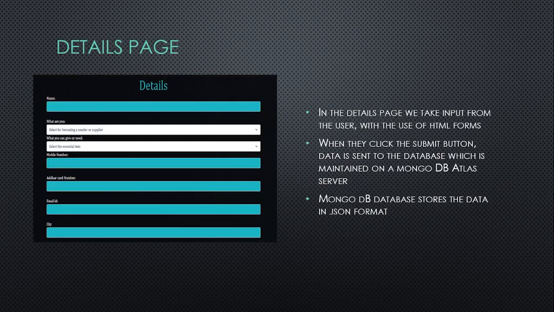In the detail page we take input from the user with the use of HTML forms. When they click submit, the data is sent to the database, which is maintained on a MongoDB Atlas server. The MongoDB database stores the data in JSON format.